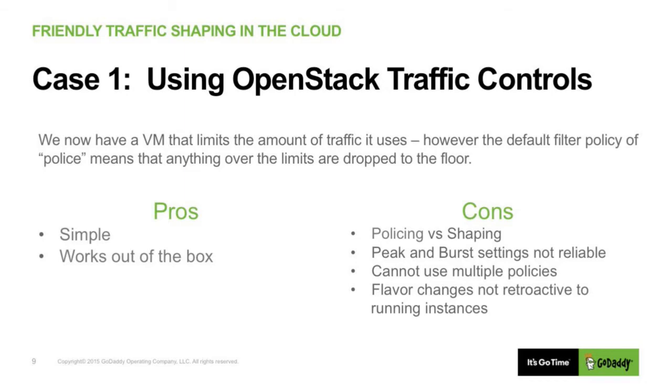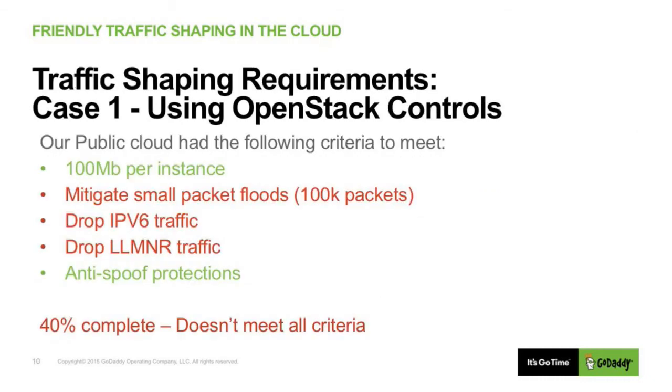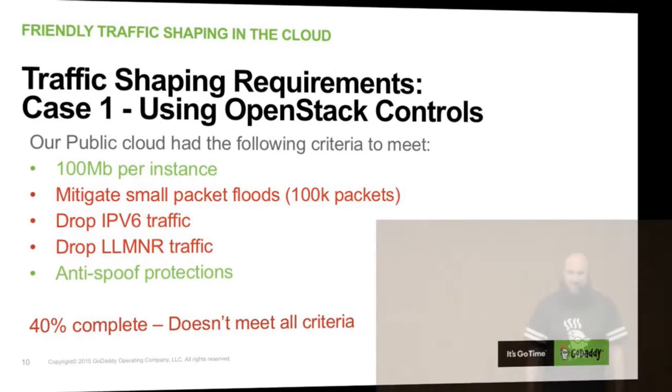And like I mentioned before, peak and burst don't work very well in our testing. And if you have to apply multiple policies, you can't. It's just on or off. And if you change the settings to the flavor, the changes are not applied to all current running instances or guests, so you'd have to start and stop all of them to get those controls turned on. So if we go back here, we basically got 40% of what we needed done. So there has to be a better solution to this.